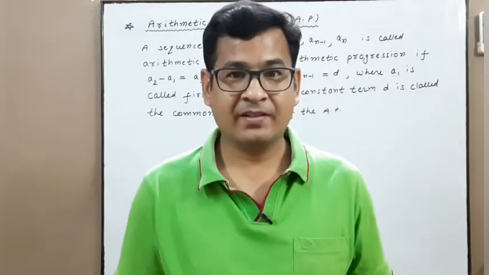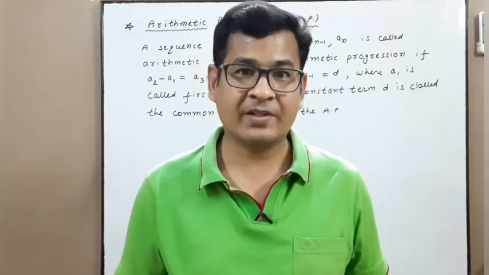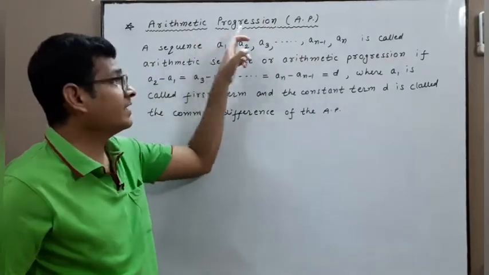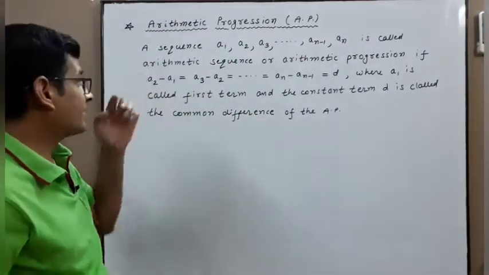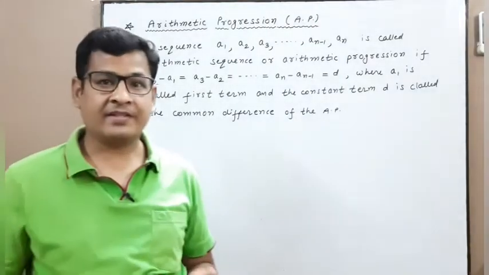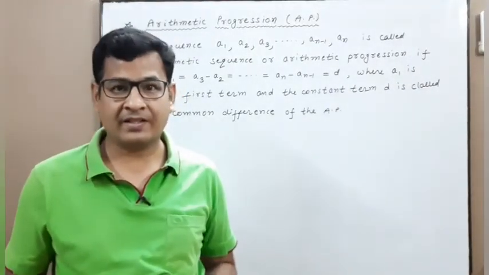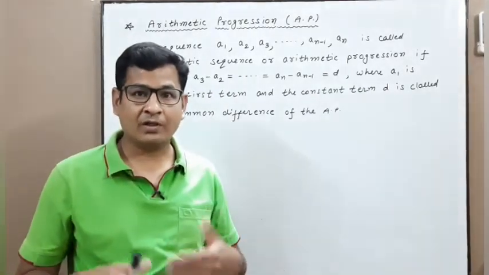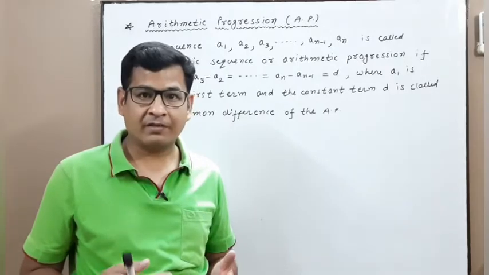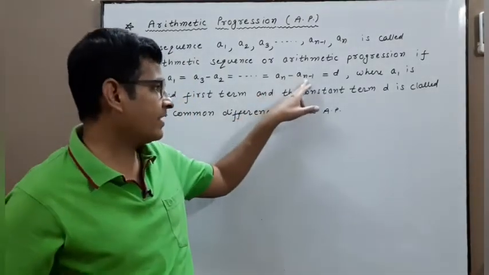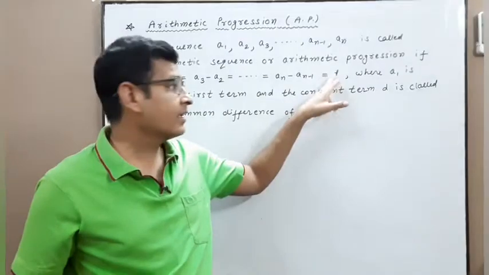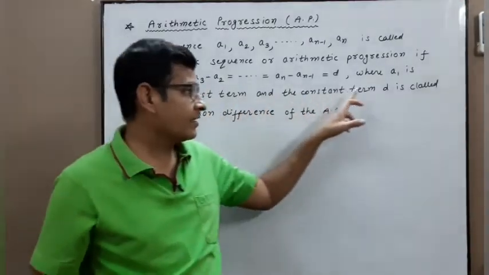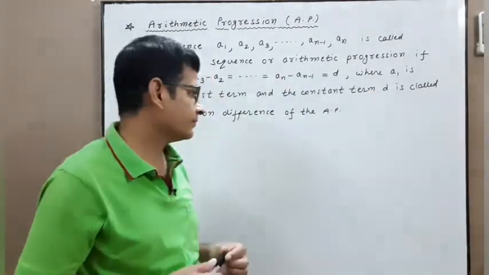Hello students, today we are going to discuss arithmetic progression. Short form is AP, arithmetic progression. A sequence A1, A2, A3, ..., A(n-1), An is called arithmetic progression if A2 minus A1 equals A3 minus A2 equals ... equals An minus A(n-1) equals d, where A1 is called first term and d is called common difference.